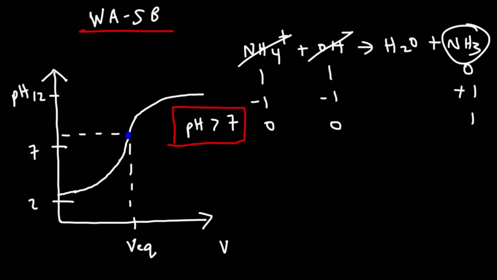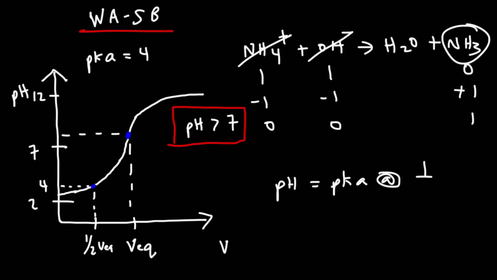So that's the situation that we have. Now, another important thing that you need to keep in mind is that at 1/2 of the volume of the equivalence point, the pH is going to be equal to the pKa. So whatever the pH value here is, let's assume it's 4. The pKa for this acid will be equal to 4. So remember, the pH is equal to the pKa at 1/2 of the equivalence point.